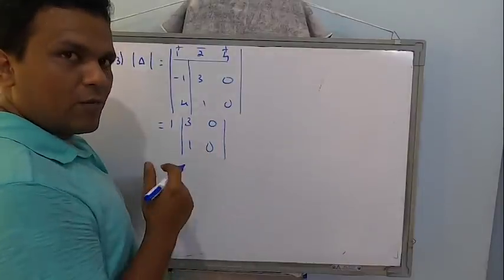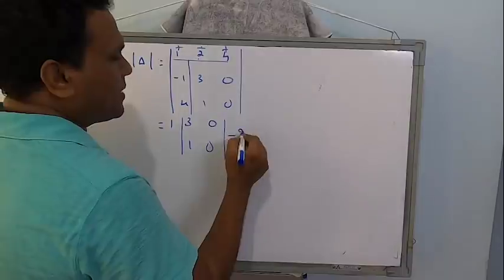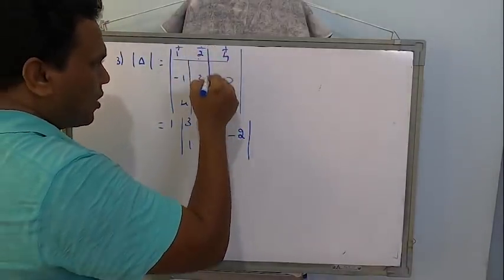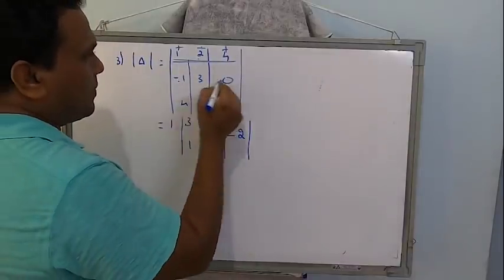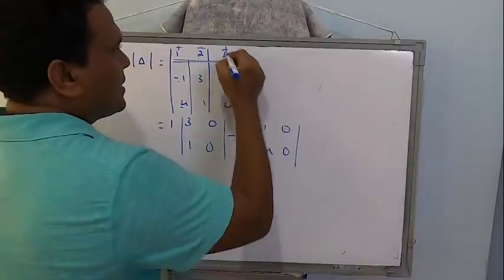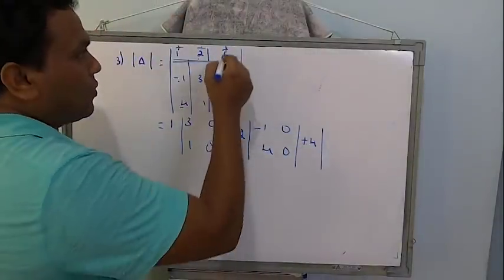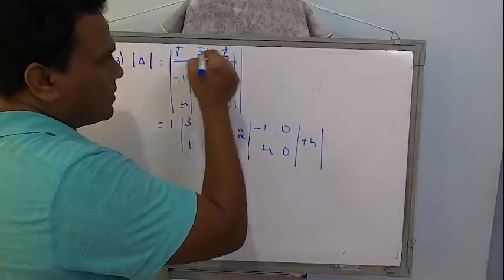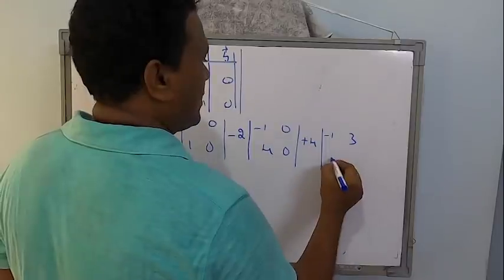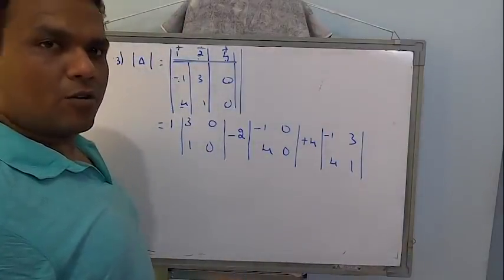You have to write it in the form of a determinant of order 2 by 2. The next element is associated with the minus sign, so minus 2, open. Just leave the column and row in which 2 is present. The remaining elements are minus 1, 0, 4, 0. The last element is associated with the plus sign, so plus 4. Now leaving the column and row in which 4 is present, the remaining elements are minus 1, 3, 4, 1. The rest is to expand these determinants of order 2 by 2 now.